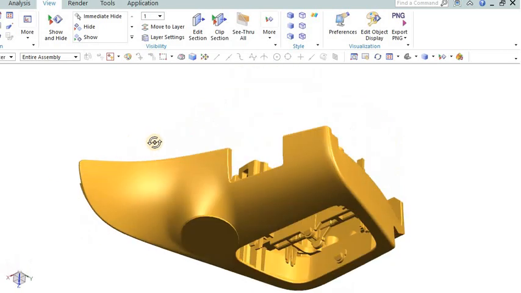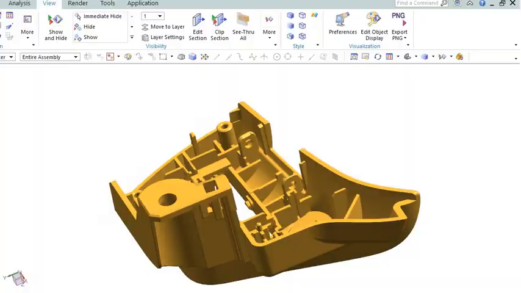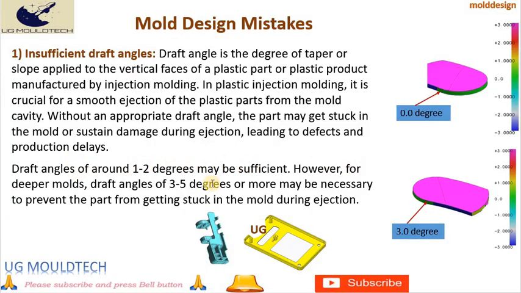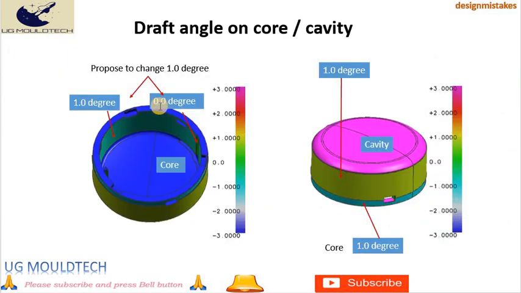Draft angles of around 1 to 2 degrees may be sufficient. However, for deeper molds, draft angles of 3 to 5 degrees or more may be necessary to prevent the part from getting stuck in the mold during ejection and also avoid undercuts in your part design.